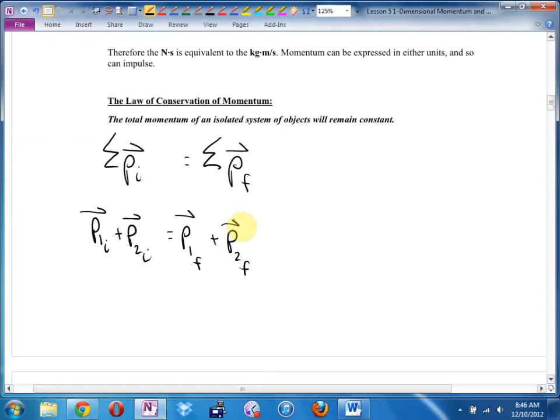The objects may end up sticking together, in which case I wouldn't have these 2 separate. I would have these 2 stuck together as one. Or they may have been stuck together and then split apart, in which case I'd write those 2. So my generic equation, Gabby, that always works is this first one. The sum of all the initial momentum equals the sum of all the final momentum. On a written question, if it's a momentum question out of 7 and you write that, that gets you 1 free mark.